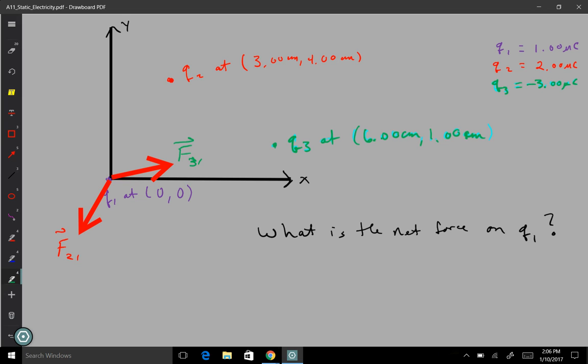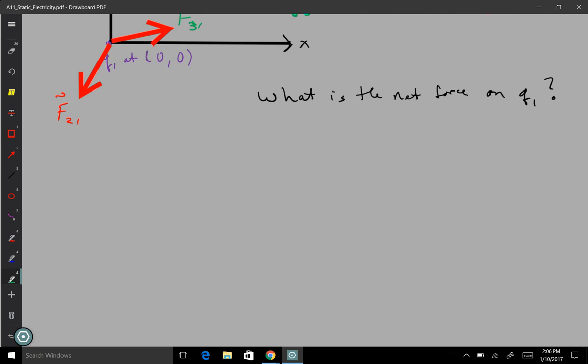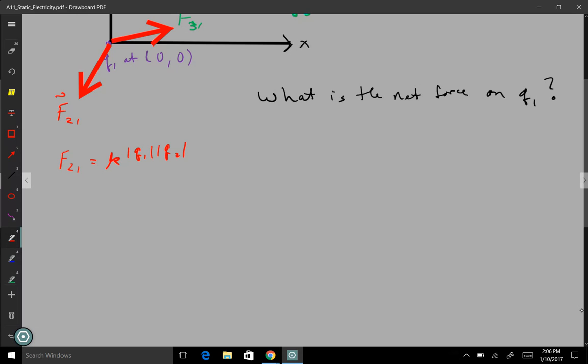To break them into components, I need to, number one, find the magnitude of each force. So let's find those magnitudes. The magnitude of force 2-1, notice I dropped the vector sign because I'm just doing the magnitude, is equal to K, magnitude of charge 1, magnitude of charge 2, over R12 squared. That's just our Coulomb's law equation.